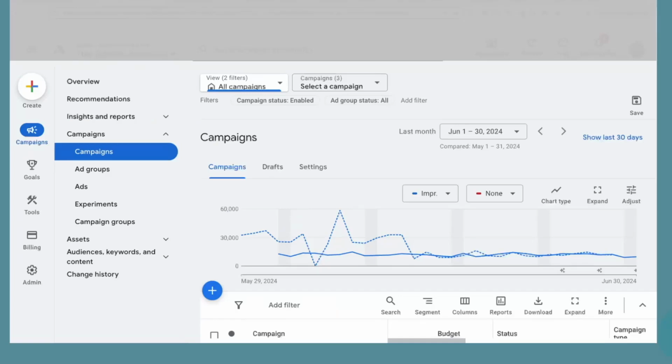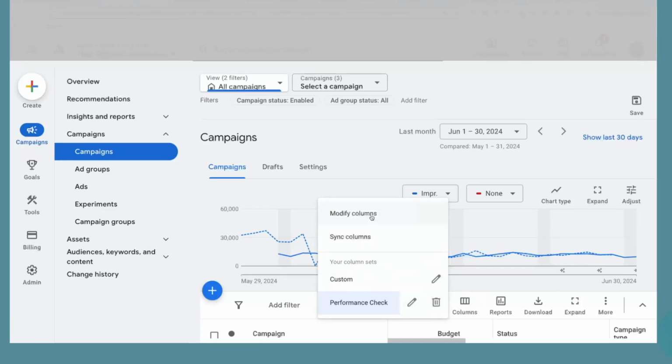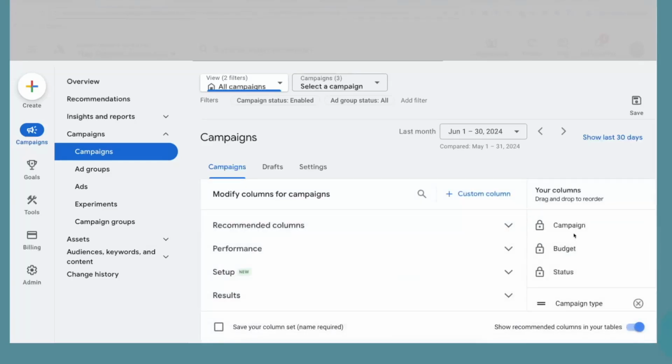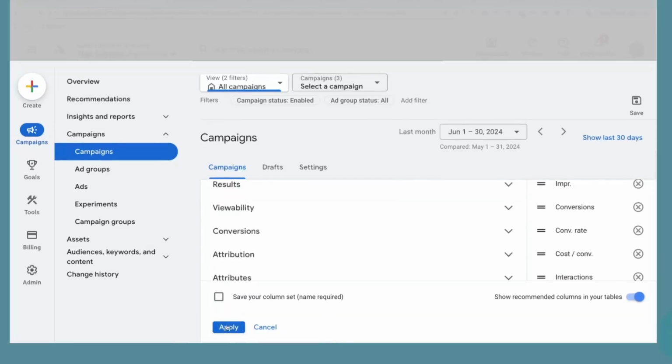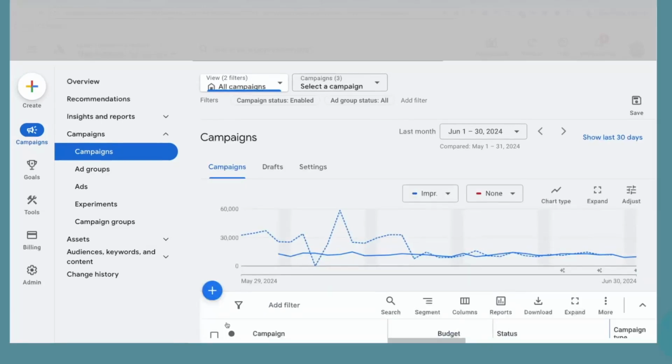Here we are in the Google Ads interface. So when we come into our account, what we're going to do is click on columns here, and we're going to click to modify columns. Then on the right hand side, we'll see which ones we have. So mine are already set up here. So I have cost, average cost per click, clicks, click-through rate, impressions, conversions, conversion rate, and cost per conversion. So you can also save your column set here and check the box. Down here, click apply, and you are good to go, and you're all set up.